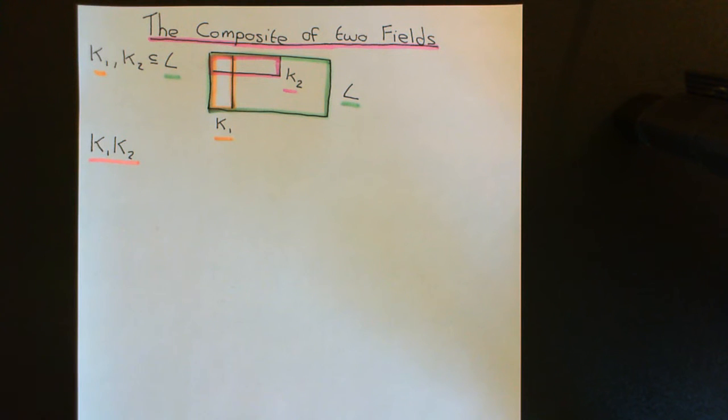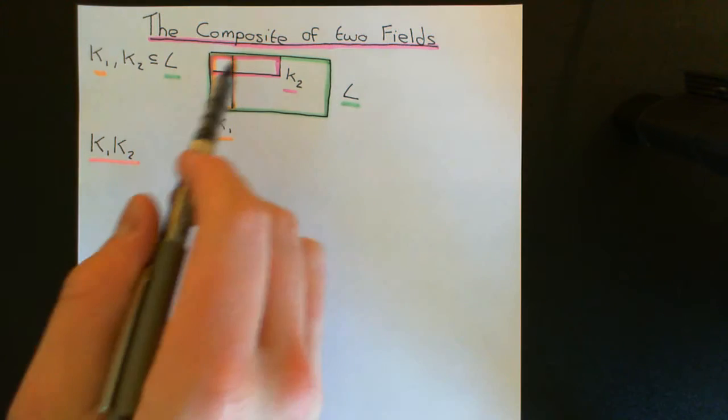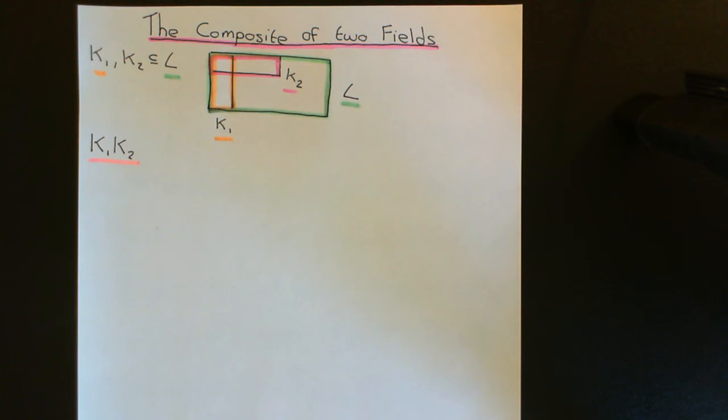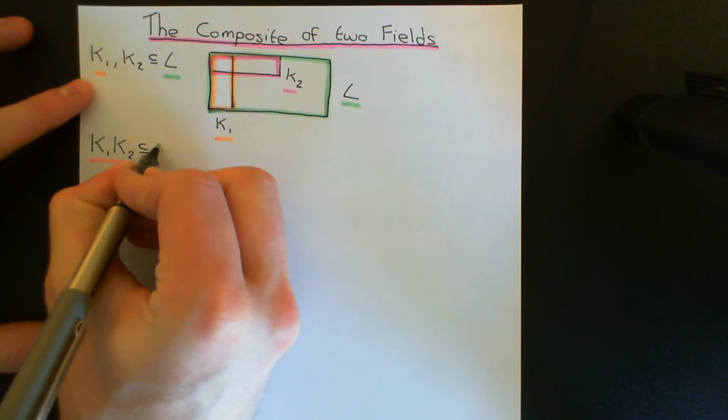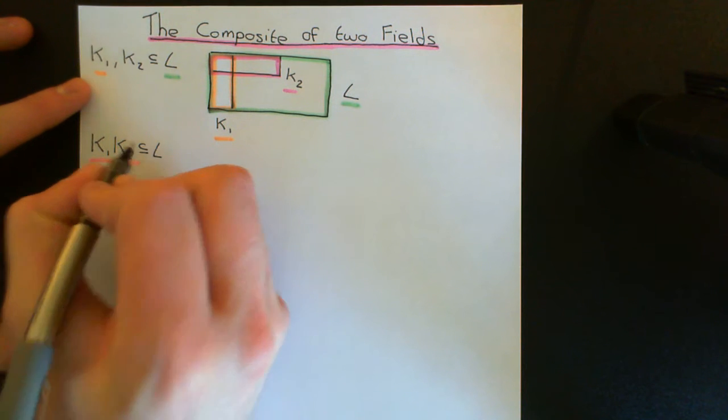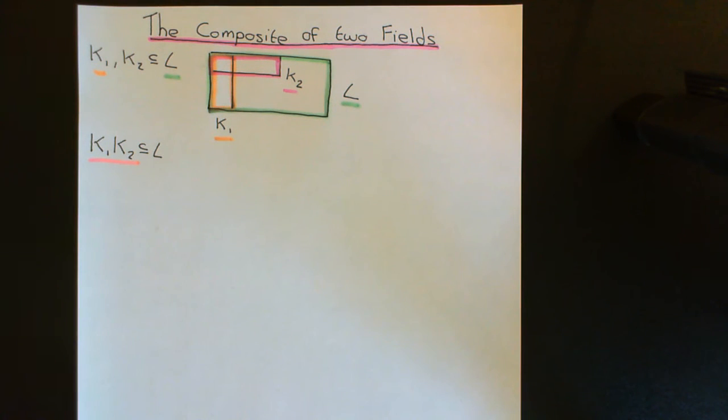So how is this defined then? The informal line that you can state if someone asks you for the definition of the composite of two fields is that it's the smallest subfield of our larger field capital L which contains both K1 and K2. It itself is going to be a subfield of L, and I know this is just the symbol for subset, but there isn't a unanimously agreed symbol for subfield, so I'll write it and say subfield, but I know it's the symbol for subset.